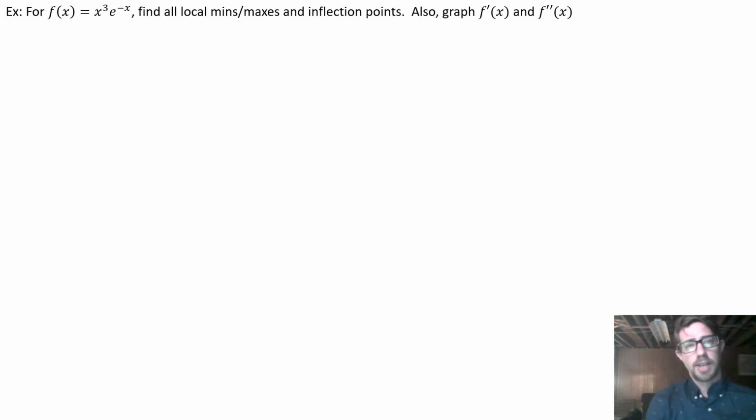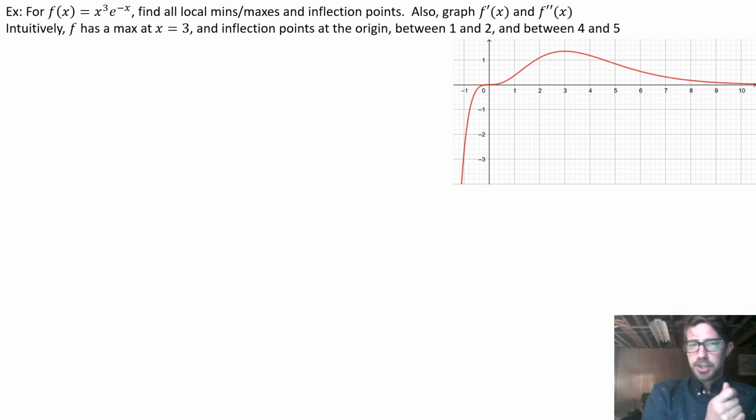So the function is f of x equals x cubed times e to the negative x. We're going to find any local mins or maxes, basically any critical points, and inflection points as well. And then we're going to compare the graphs of f and f prime and f double prime to make sure everything on there jibes with everything we know about how functions and their derivatives are related.